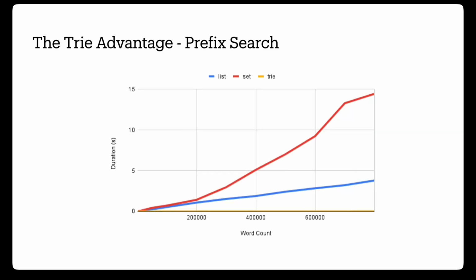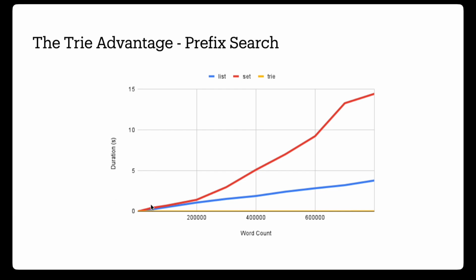Now let's talk about the trie advantage, the prefix search. Now, if you notice, the trie, the yellow line, is hugging the bottom. This is where the trie comes into play. Remember, I said it's O of L complexity? This is it in action. The trie does not care that there are 800,000 words in this data structure because it only has to look at 3 or 4 letters of the prefix. It ignores the rest of the data.